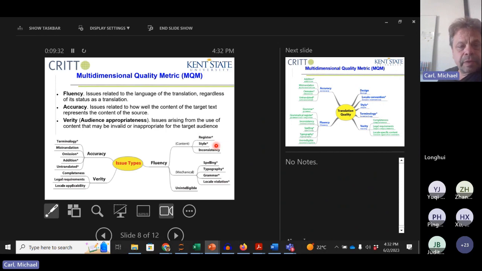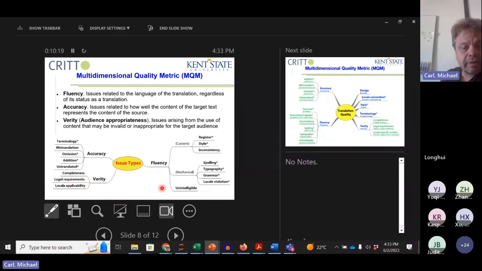Here is one layout for this MQM, which has these 3 different kinds of categories. In the middle you have issue type. So we have an error, right? We have an issue in a translation, and this issue can be of type accuracy. So it can be an accuracy error, a fluency issue, or, in this taxonomy, a verity error. And the fluency, as already previously said, relates to the fluency of the target language. Accuracy is how well the meaning is transferred into the target language, and verity is whether the content is appropriate, whether it's complete, whether it fits the legal requirements, and so on.